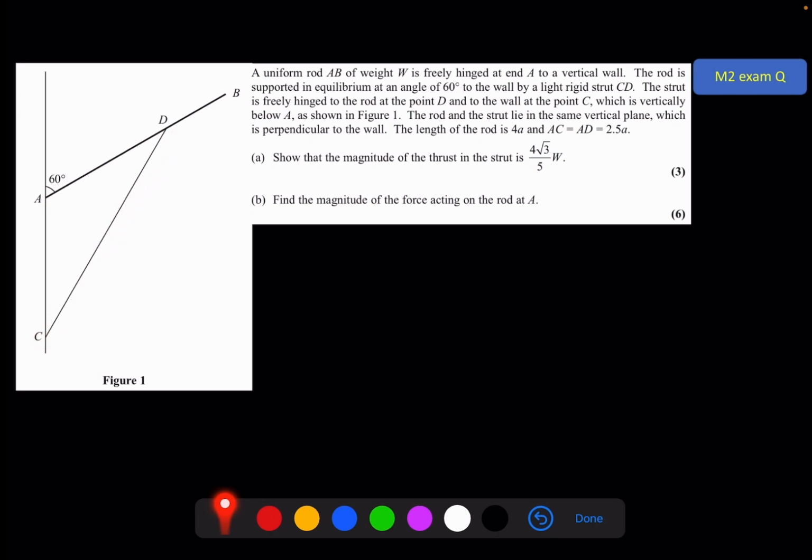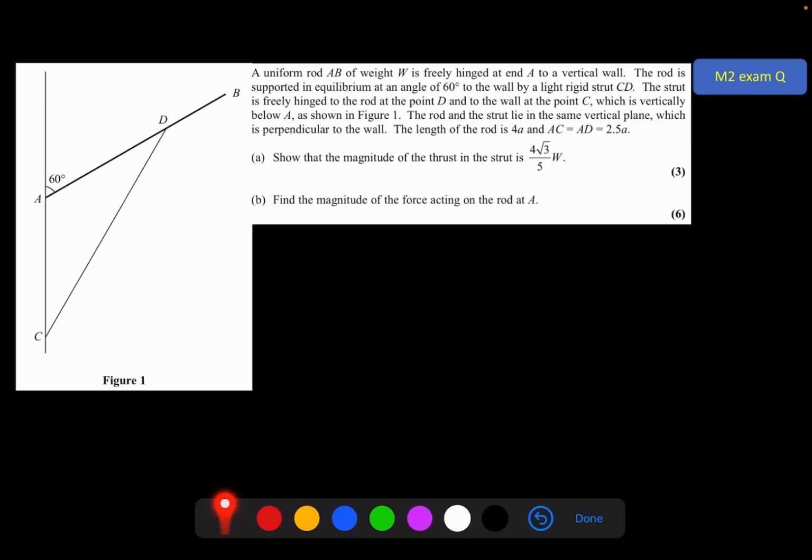The strut is freely hinged to the rod at the point D and to the wall at point C, which is vertically below A as shown in figure 1. Okay, now we need to be a little bit careful, because although I just said being freely hinged means you can't assume anything about the direction, this is a slightly different situation here. If you imagine yourself as the strut, you're wedged between 2 points, here and here. You can't move, and this bit here of course has gravity pulling it down, so there's a feeling of compression, and compression, like tension and thrust, always happens along the rod. So we need to be very careful with our forces here.